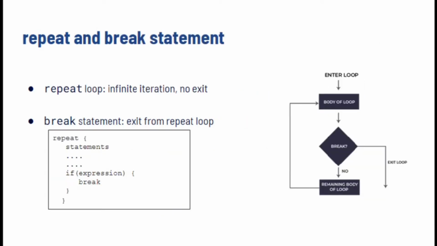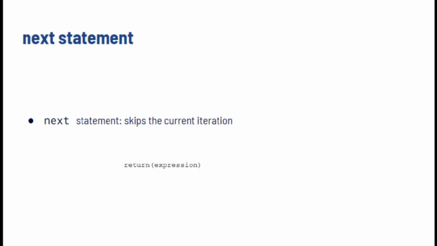Repeat is the loop which can be iterated many times, but there is no exit condition to come out from the loop. So the break statement is used to exit from the loop. The break statement can be used in any type of loop to exit from the loop. The next statement is used to skip the current iteration without executing the further statements and continues the next iteration cycle without terminating the loop. Now let's move on to the RStudio IDE to look at these control structures in detail.